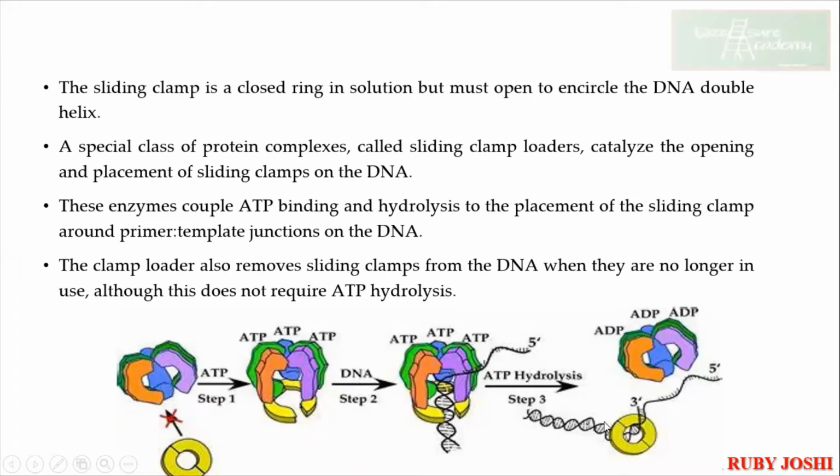And जैसे वो clamp में लग जाएगा, जैसे clamp is able to load on the DNA, the loader will leave. Okay, and यहाँ पे now the DNA polymerase can come and synthesize till the gap is present. Okay. I'll show you another figure in that it will be more clear. Just have patience. So these enzymes, they couple ATP binding and hydrolysis to the placement of the sliding clamp around the primer template junctions. Okay.